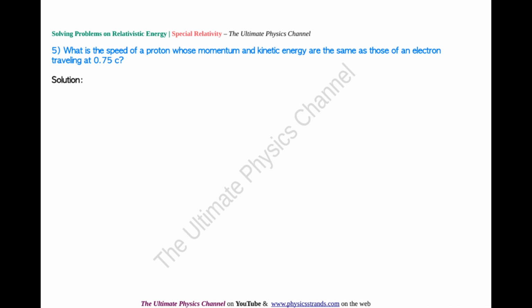So, what is the speed of a proton whose momentum and kinetic energy are the same as those of an electron traveling at 0.75 times c? Here we have to compare the speed with an electron's speed, the values of momentum and kinetic energy. So let's just write down the speed that is provided to us, u is equal to 0.75 c. This is the speed of an electron. So we can calculate gamma as 1 over square root of 1 minus u squared over c squared, and that turns out to be 1.512.